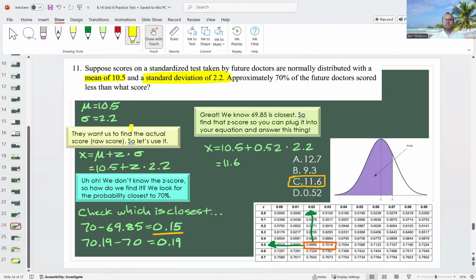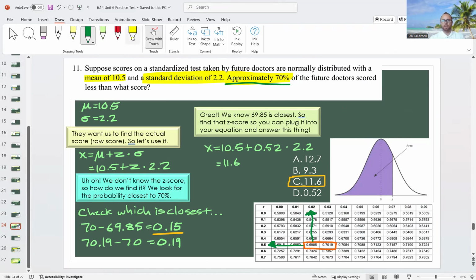And they want us to find the actual score. Right? They said approximately 70% of the future doctors scored less than what score? They want an actual score. That's a raw score. So we're going to use our raw score formula once again. But the hang up is we don't know the z-score. So what information do we use? This right here, approximately 70%. This is not a percentile, so it doesn't have to be above 70%. If they're saying approximately 70, we want the value closest to that.